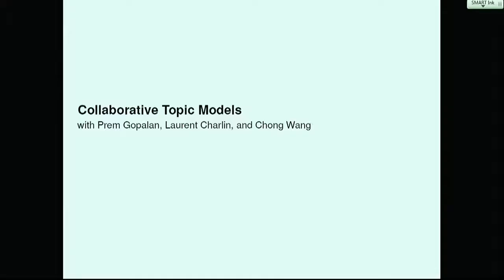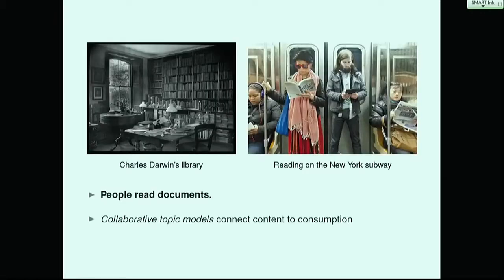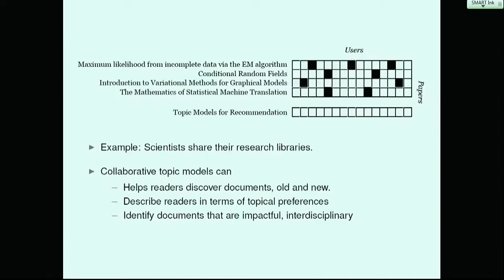Okay, and so in that spirit, I want to talk now about collaborative topic models. I want to mention this is joint work with Prem Gopalan and Laurent Charlin and Chong Wang. Okay, as I mentioned, people read documents, people read on the subway, and Charles Darwin used to read. And collaborative topic models connect what they are reading to patterns of reading. Okay, and I'll show you the idea.